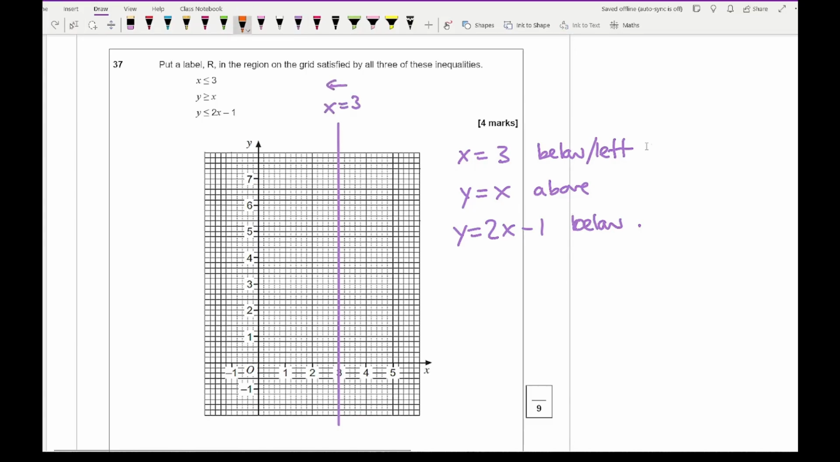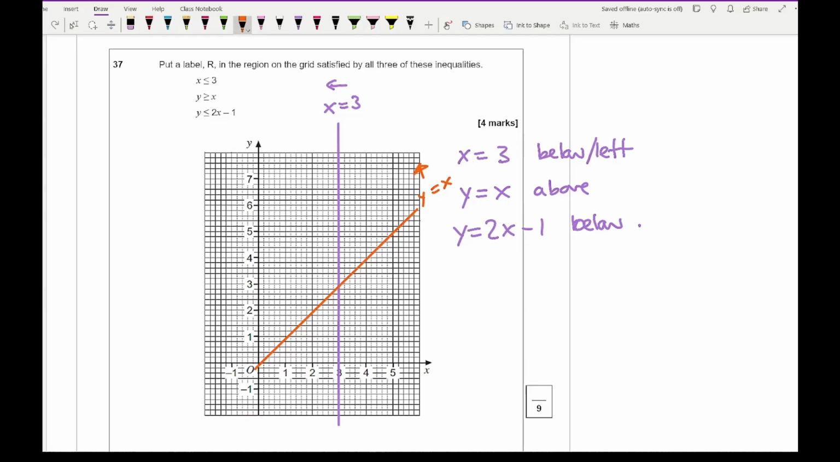Then plotting y equals x, that's going to be a straight diagonal line through 1, 1, 2, 2, through the origin. So if I use 2, 2 as a marker, as long as my eyes don't go a bit doolally, I think that's the point there. And that's the line of y equals x. And let me just make sure that does look like y equals x. And I want above that line.